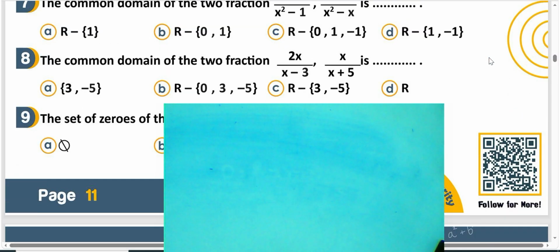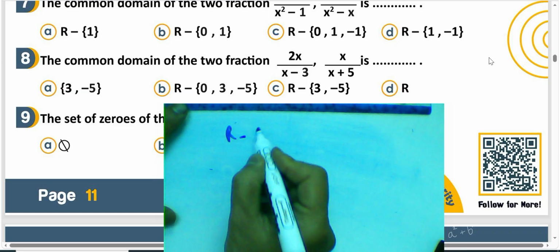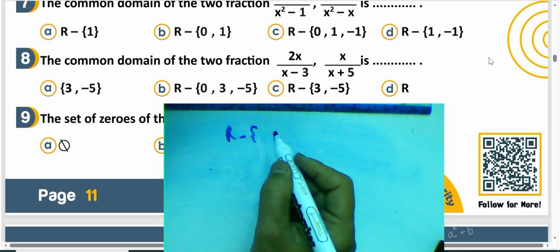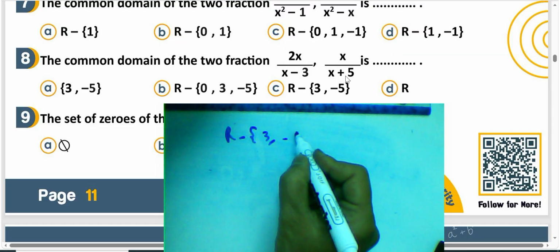Next question. The domain of the function here, we have two functions. We can find the domain as R subtracted by the set of zeros of the first and second. The first here will be 3 and the second will be negative 5.